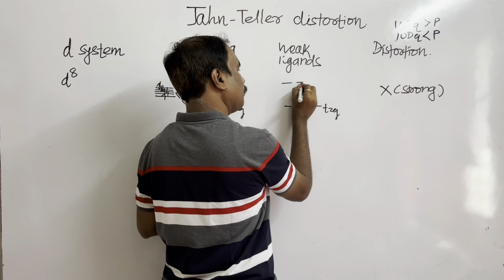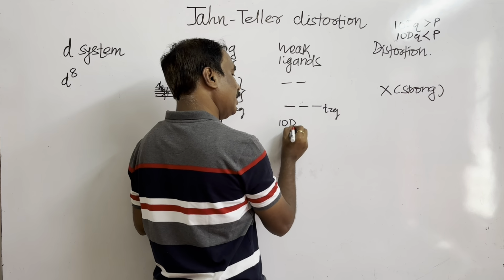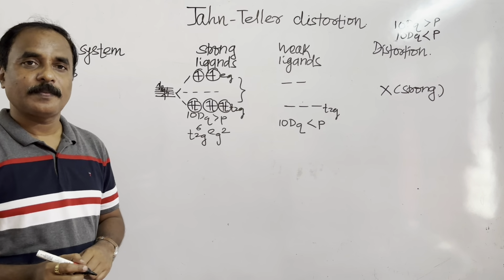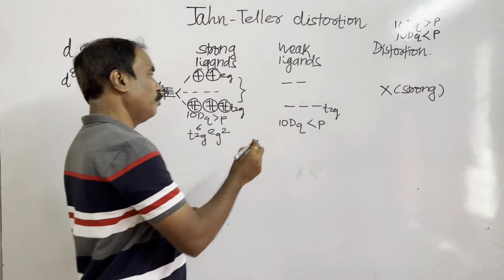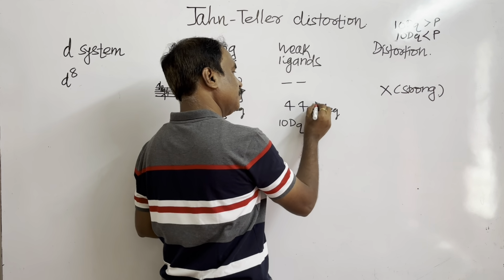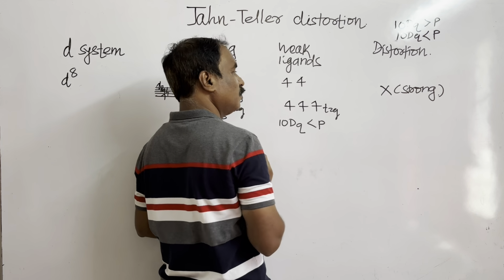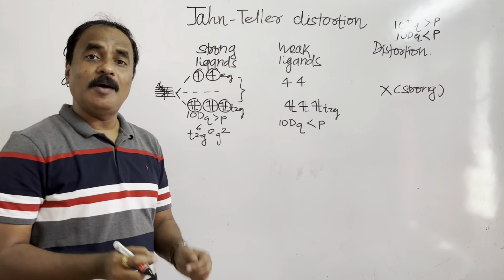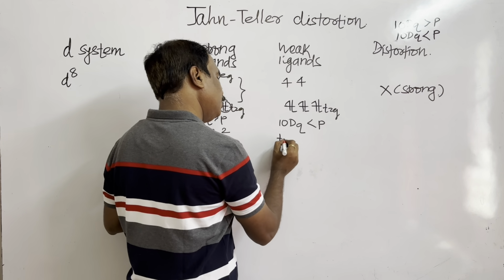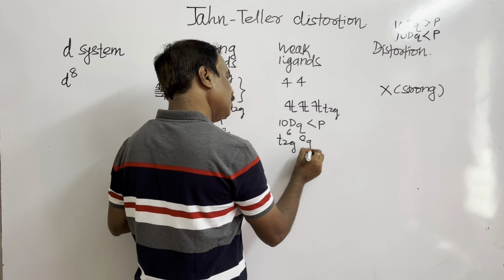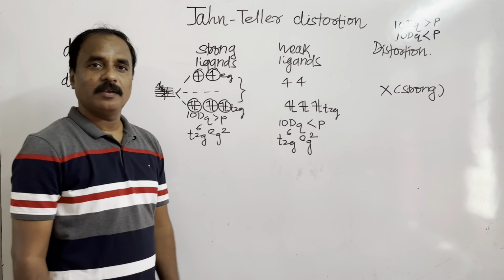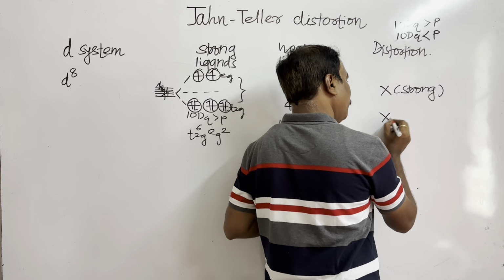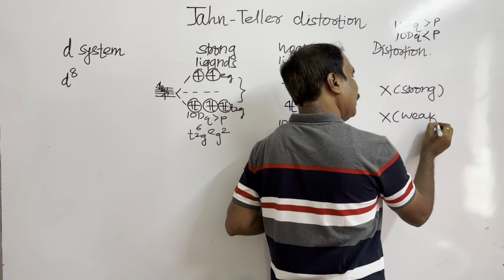Now in case of weak ligands, t2g and eg. In case of weak ligands, we know that 10 Dq is less than pairing energy. It is a high spin complex. So compulsory first 3 electrons enter in t2g. 4th, 5th, 6th, 7th and 8th. Here also exactly the same electronic configuration: t2g symmetrical, t2g6 and eg2. And there is no distortion, and geometry will be regular. There is no distortion in geometry when there is attack of weak ligands.